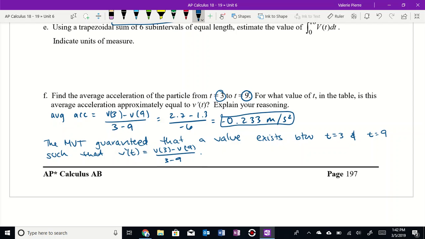So now, this is asking us for what value of t in the table is this average acceleration approximately equal to v prime of t. Well, if we look at our table, we know that there's some value between t of 3 and t of 9. The only value on our table between 3 and 9 is t equals 6. So in this table, that value is t equals 6.